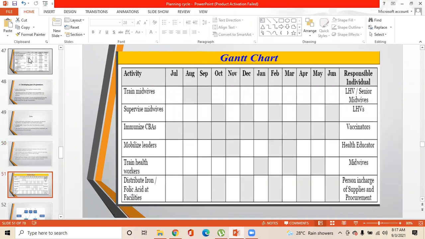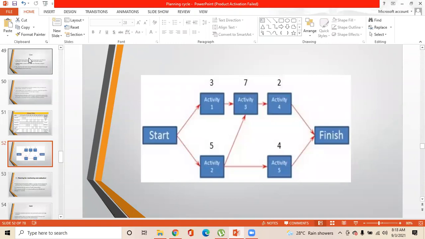This shows a Gantt chart where on the horizontal axis, months are given, and on the vertical axis, the activities that are performed are given, like train midwives, supervise midwives, etc. This shows the picture of critical path analysis, where we start sequentially and finish the task.